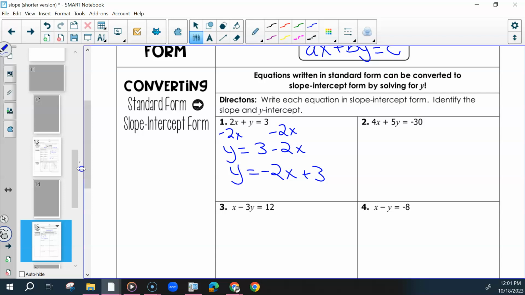This one doesn't have the 1. So for number 2, what would be our first step? Get rid of 4x. Get rid of it by doing what? By subtracting 4x. Subtract 4x to the other side. I'm going to go ahead and switch these now so I don't have to do it later. And then to get y by itself? Divide by 5. Yes, but divide everything separately.